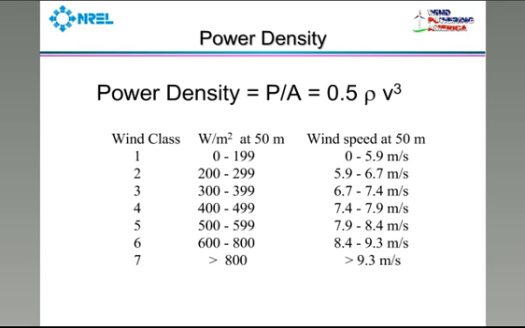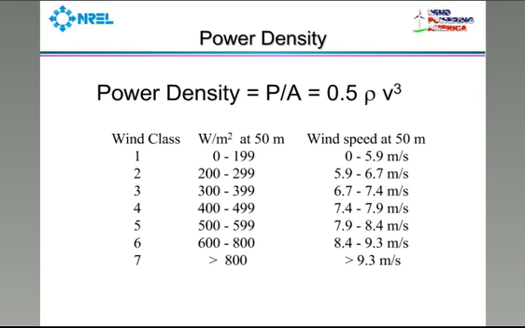This gives the power density classifications. Power density is power divided by the swept area. And we have our 7 wind classes, and this just shows what power density corresponds to what wind class.